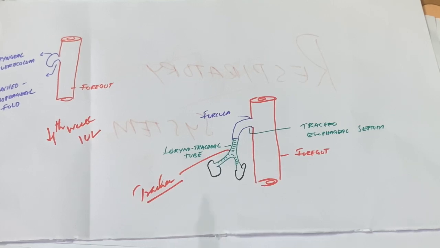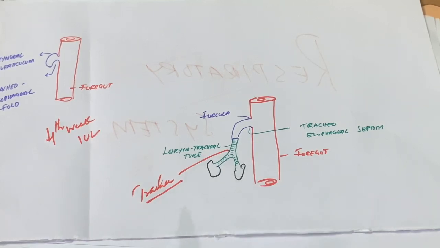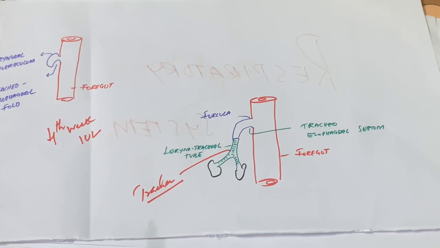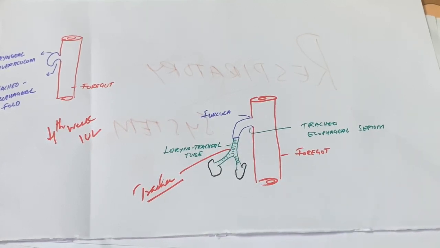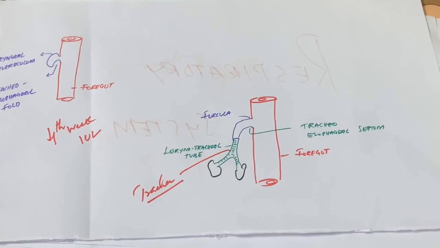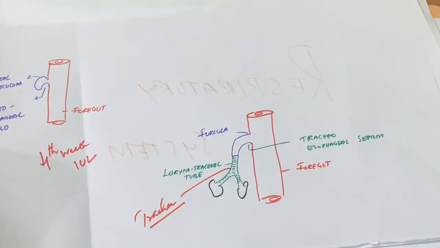You can also see the events taking place at the sternal angle, so you can put this point there too. The trachea bifurcates into right and left principal bronchi at the lower border of the fourth thoracic vertebra. This is the development of the trachea.